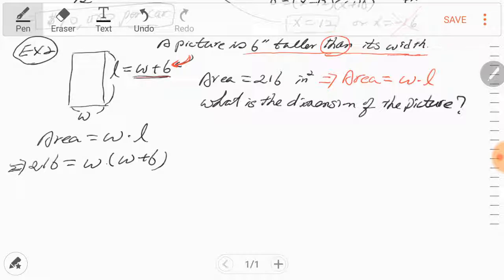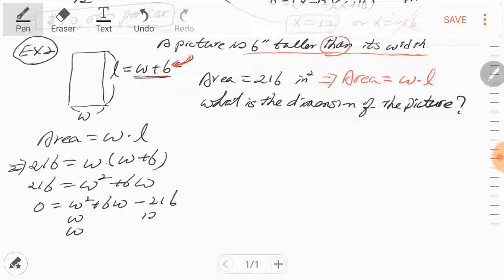So what is W? Alright, so clear the parentheses. W squared plus 6W. Move 216 to the right side, minus 216. And then let's find factors. So W squared, W. And the difference between the length and the width is 6. So 216 is a product of two numbers, and the difference has to be 6.